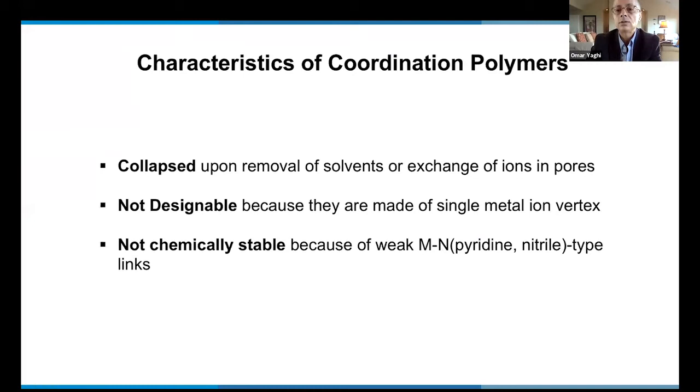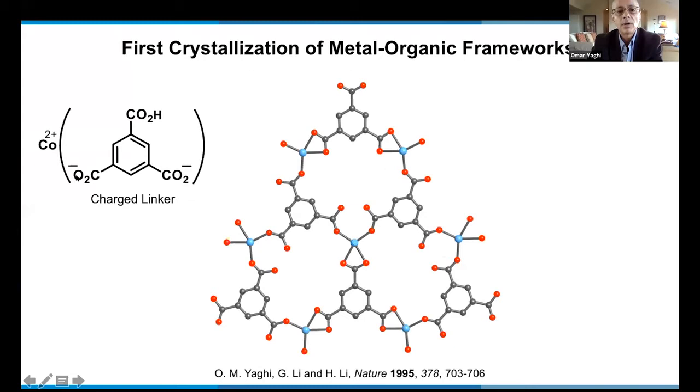So there was a problem here that we addressed by basically taking charged linkers like carboxylates and binding them to metal ions. Because of the charge on the linker, now this interaction is much stronger. It's even as strong as a covalent bond that one uses, let's say, in organic chemistry. So this was the first time back in 1995 that one could crystallize an organic linker like trimesic acid with a metal ion. So we showed that these can be made and crystallized and characterized by single crystal X-ray diffraction.